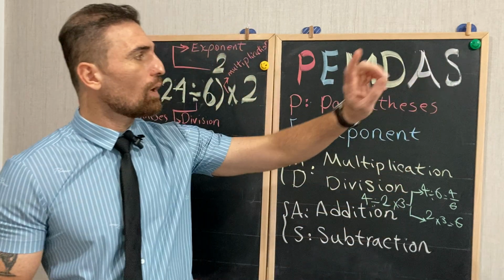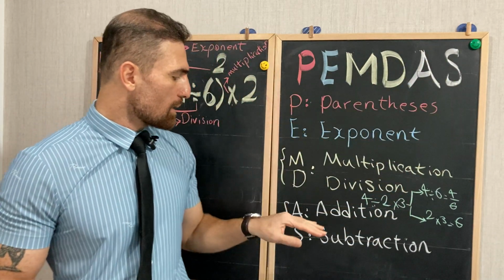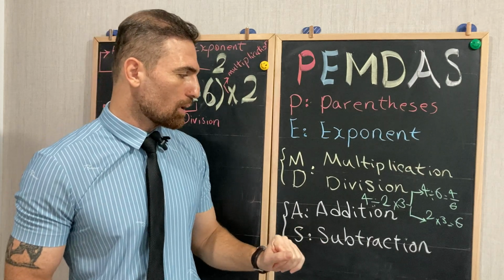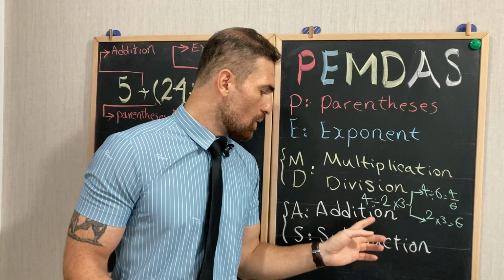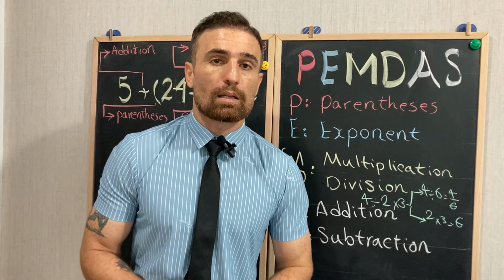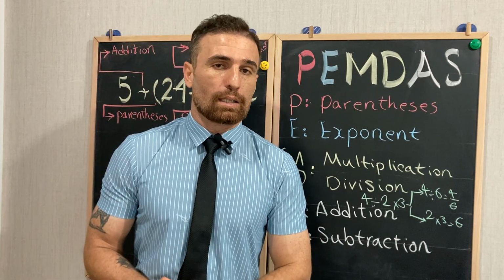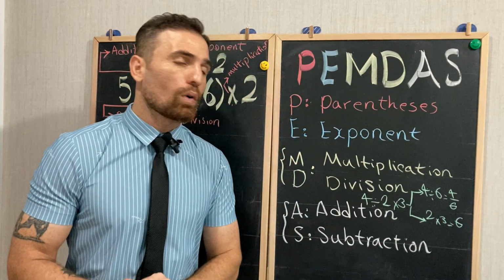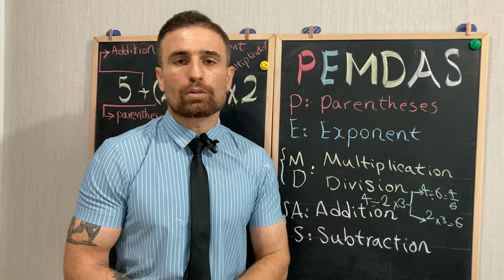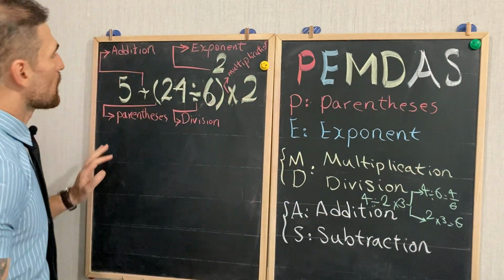And the last ones, A and S. A stands for addition, S stands for subtraction. Again, if we have both addition and subtraction in an expression, we need to start with the one on the left and work our way to the right. Okay, let's get back to our example.